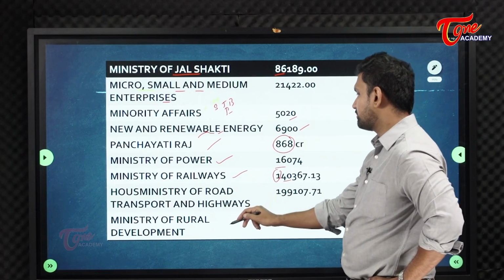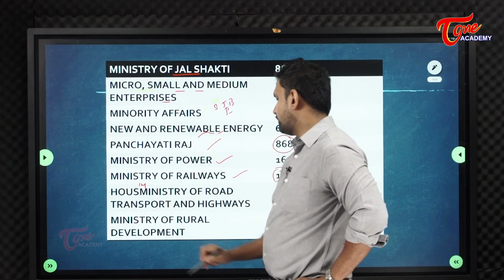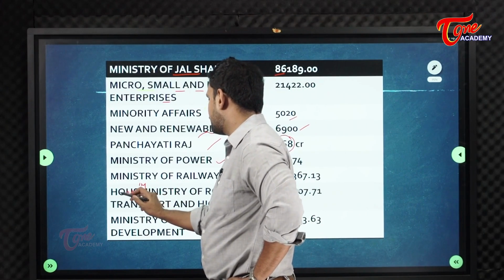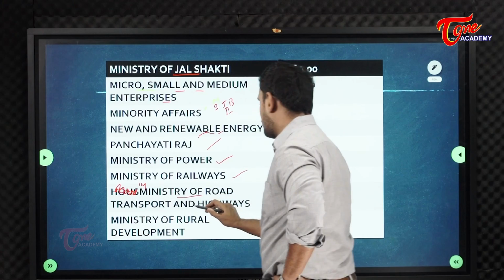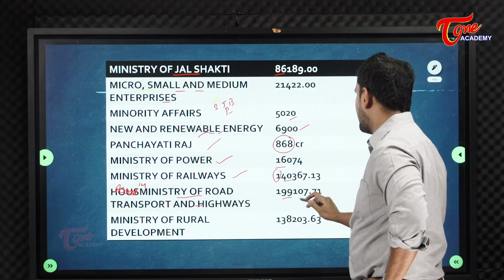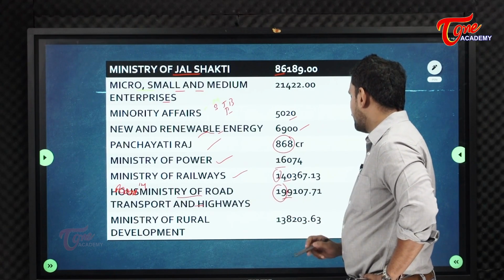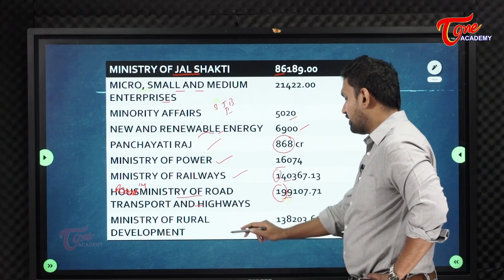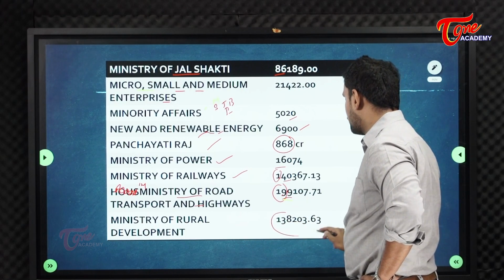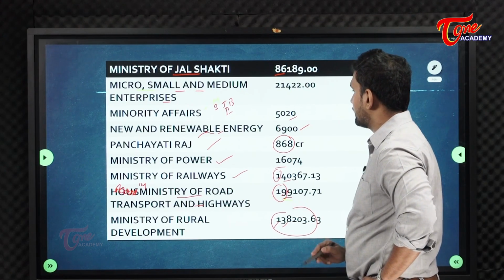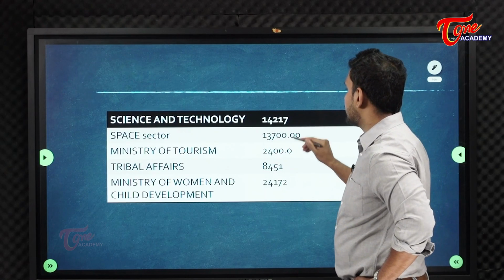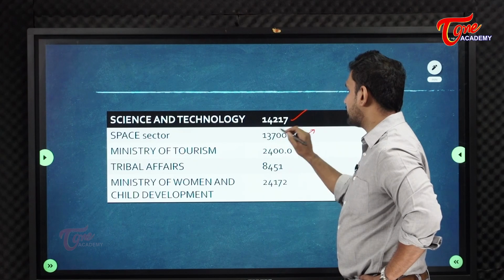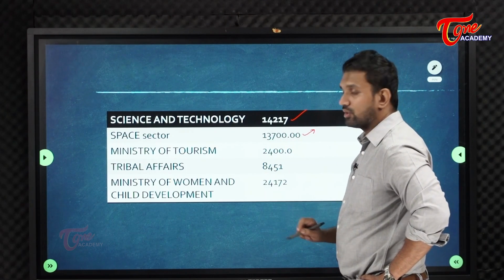Ministry of Road Transport and Highways, a lot they have got. 1,99,000 crores, almost like 2 lakh crores has been given. Ministry of Rural Development also has got a lot, 1,38,000 crores are given. Science and technology, very important. Space for ISRO, Chandrayaan, Mangalyaan, for that particular purpose, 13,000 crores were given.